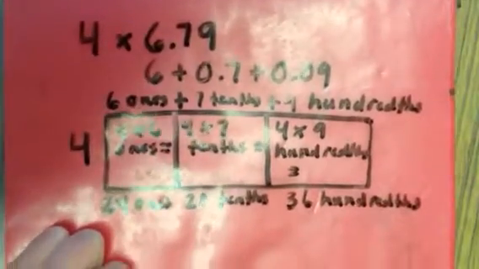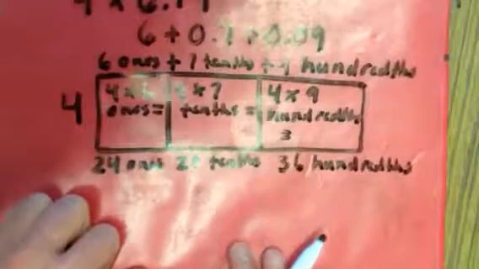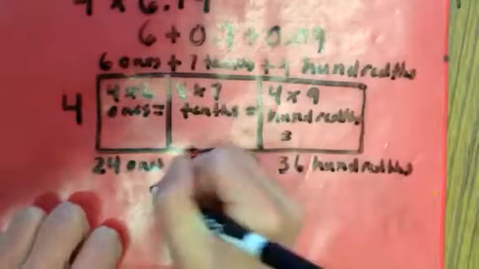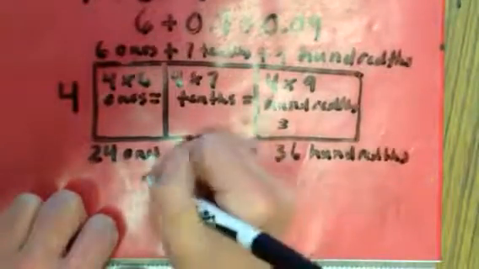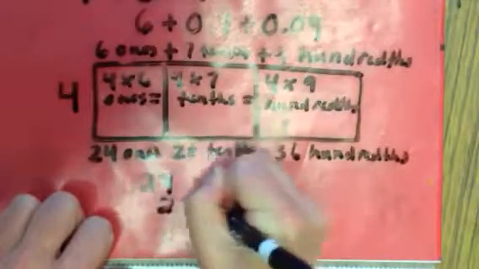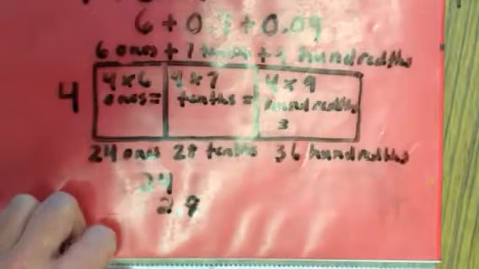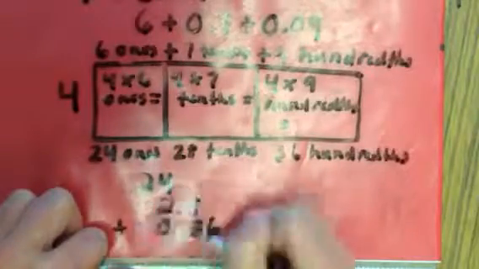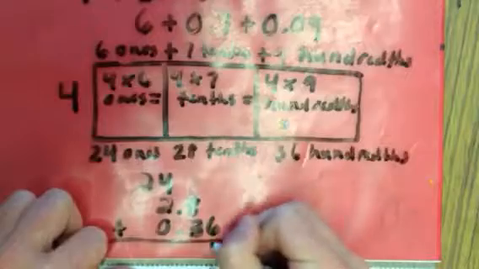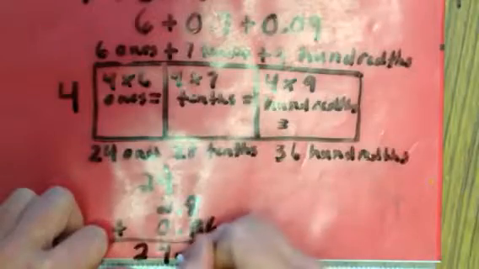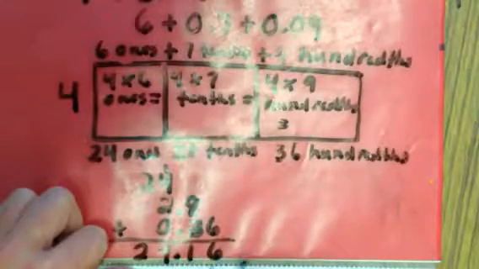So I'm going to scoot my board up a little bit and show you what we do next. Now that we have each of these partial products, the area of each of these boxes, we need to add them together. And I'm going to do this in standard form. So I've got 24 ones. I'm adding 28 tenths, which is actually the same as 2.8, lining up those place value sections. And 36 hundredths, which is the same as 0.36. Add those up. Make sure that my decimal point is in the right spot. So my answer is 27 and 16 hundredths.